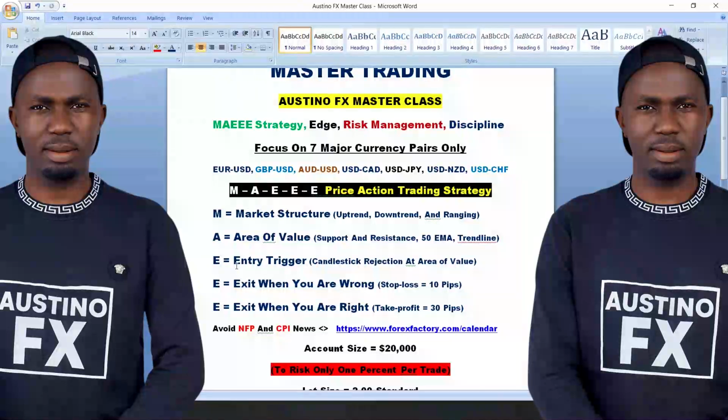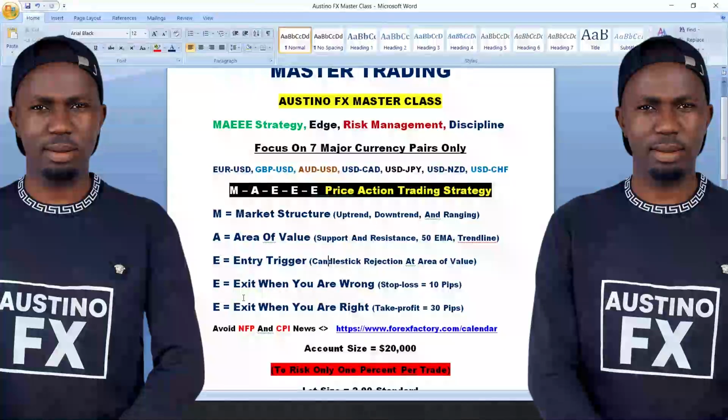So that is why I call it the entry trigger. So if the market is in an uptrend and price comes to a support level, what I will do is I will wait for price to get rejected at that support level for me to take a buy trade. So this entry trigger is what triggers me to enter a trade, right?